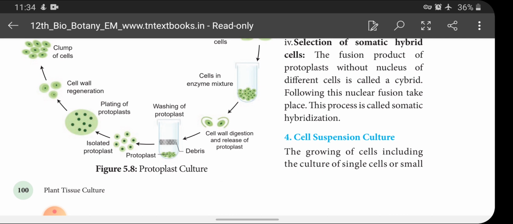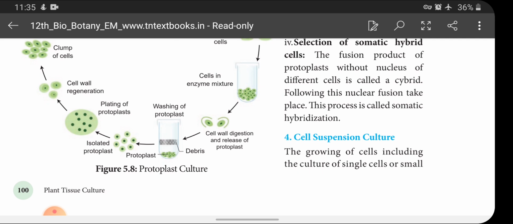The fusion product of protoplasts without fusion of the nuclei of different cells is called a hybrid. What is a hybrid? Two mark question, please bracket it. The fusion product of protoplasts. Now the protoplasts are fused without nuclear fusion and the product is called what? Hybrid. Following this, nuclear fusion takes place. This process is called somatic hybridization.